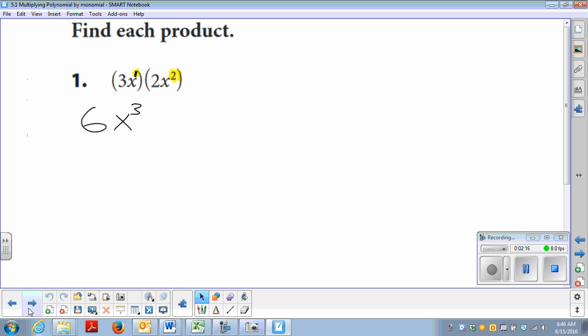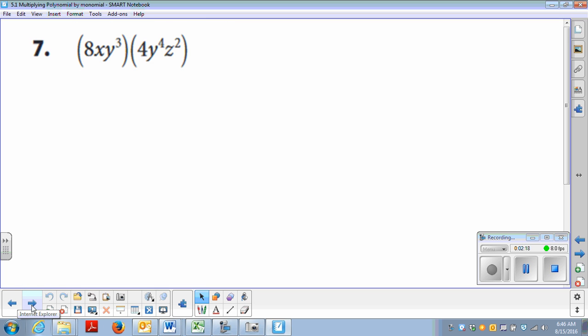Okay, let's take a look at another example. Here we have a monomial times another monomial with more exponents, but the rules remain the same. Step 1, I take the two coefficients and multiply them against each other. 8 times 4 is 32.